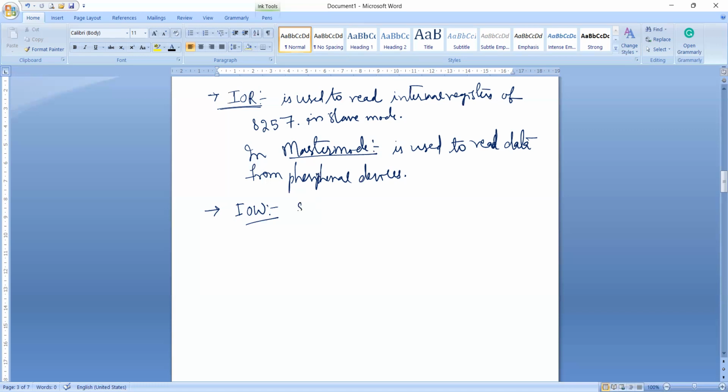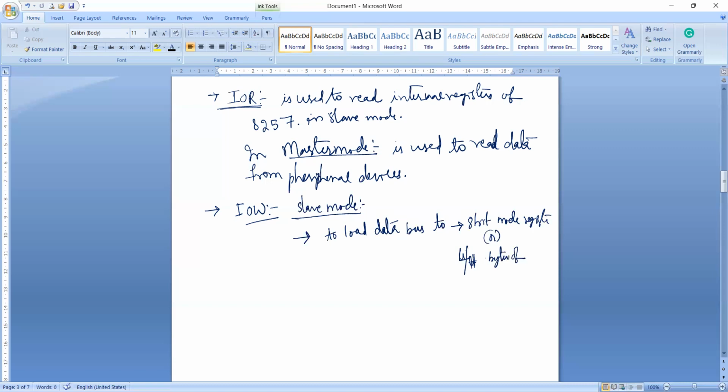What happens in slave mode? It is used to load the data bus contents to the 8-bit mode register of 8257, or the lower or higher byte of the 16-bit DMA address register, or the terminal count register.